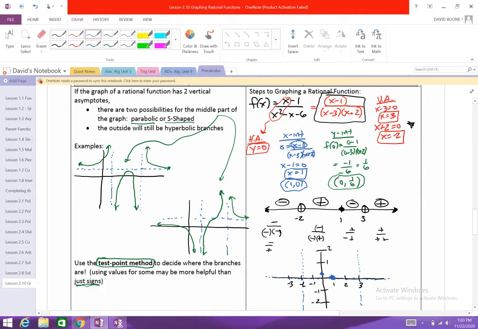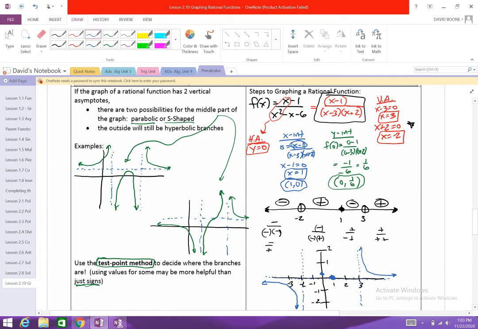I do know that here at negative 2, the graph's got to be in the negative area. So again, at the ends, remember we talked about it being branches. So right here is a branch. We know here at the end over here too, at the ends, it's got to be a branch. Right? So this one's got to be all in the positive area.